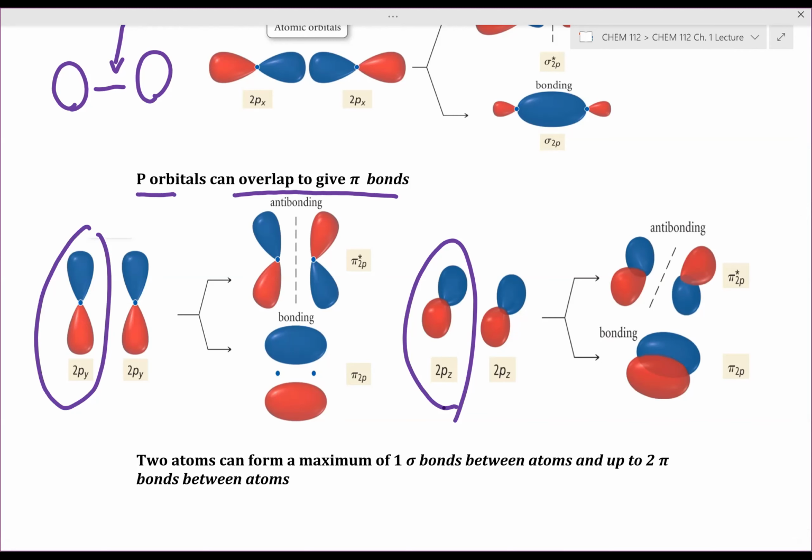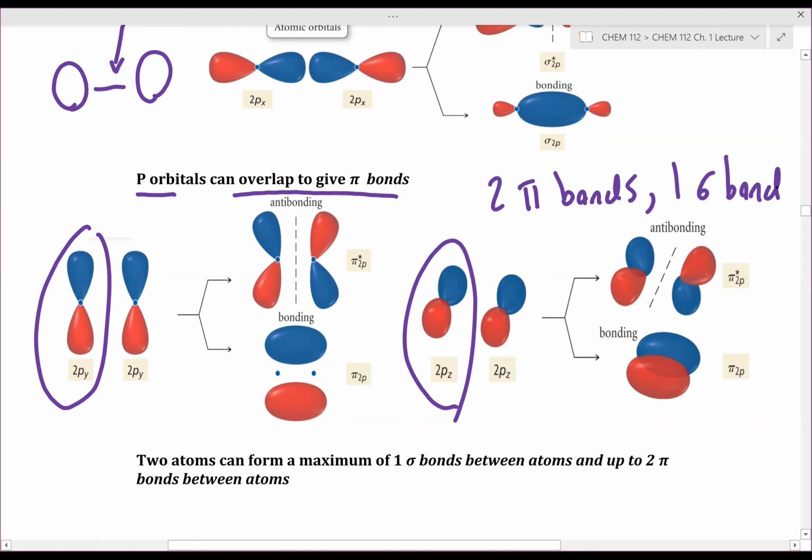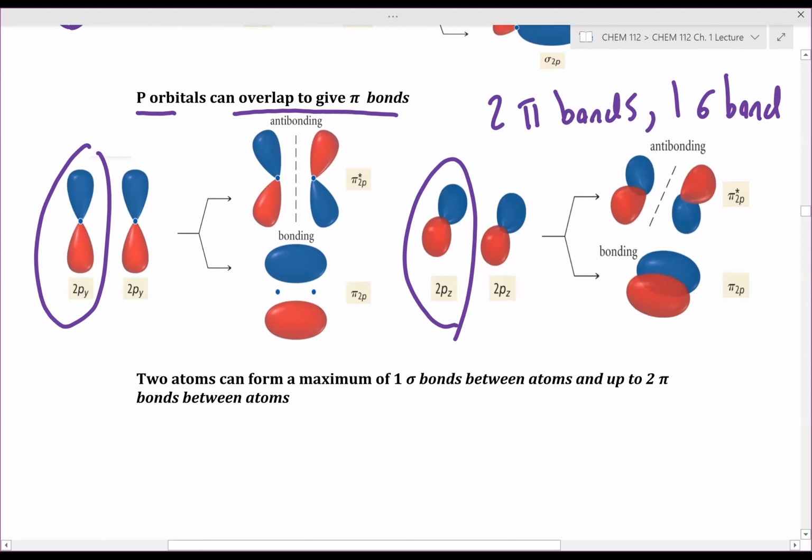So 2 pi bonds plus 1 sigma is 3. So we can form up to 2 pi bonds and 1 sigma bond. Does that make sense to everyone? This helps explain a little bit why you often don't see a quadruple bond. And we'll talk a little bit about when you can see quadruple bonds, as they're quite rare. So just to reiterate, 2 atoms can form a maximum of 1 sigma bond and up to 2 pi bonds.